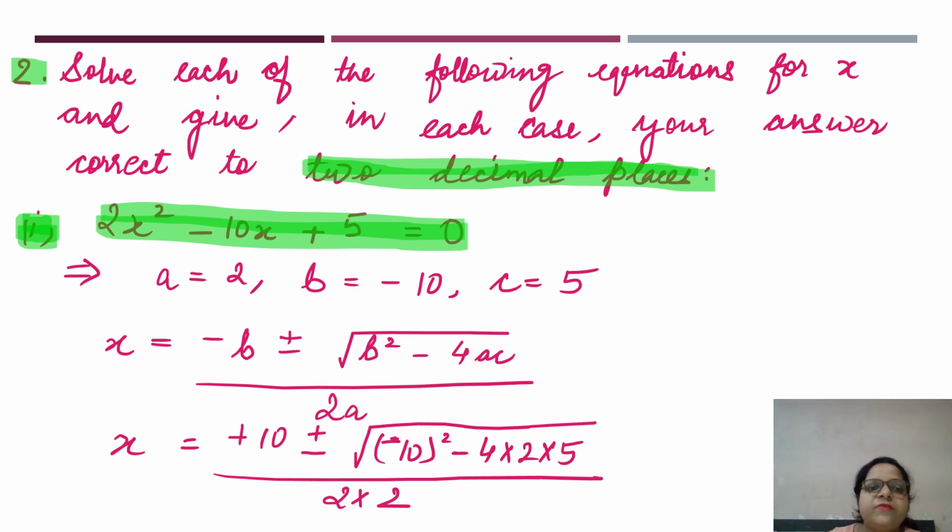So now what we see is that in this equation the value of a is 2, b is equal to minus 10 and c is equal to 5. Putting the values in the formula, that is x is equal to minus b plus minus under root of b square minus 4ac upon 2a, we get the answer as x is equal to plus 10 plus minus under root of minus 10 the whole square minus 4 into 2 into 5 upon 2 into 2.